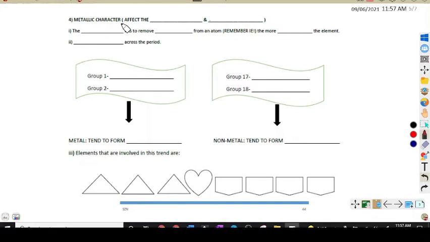The metallic character will affect the melting point and boiling point. So how are we going to know whether an element is metallic or not? It is when the easier it is to remove an electron from an atom itself, the more metallic the element.